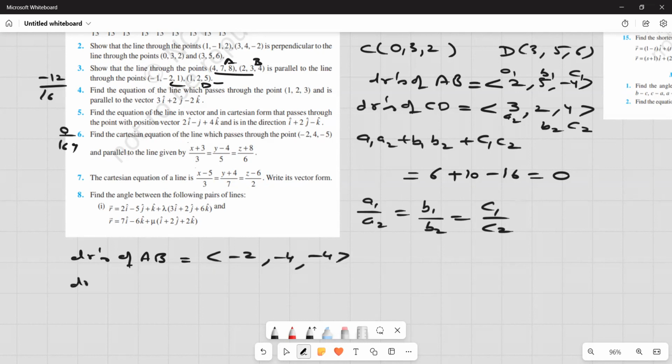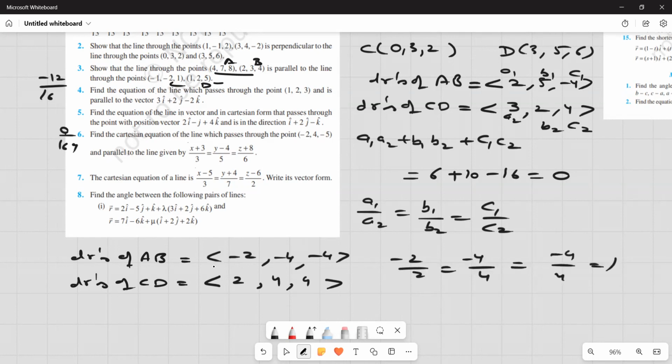What are DRs of CD? 1 minus minus 1, so 2; 2 minus minus 2, 4; 5 minus 1, 4. So if you just divide, minus 2 by 2 is equal to minus 4 by 4 is equal to minus 4 by 4. Isn't it minus 1? So they are parallel. Clear?